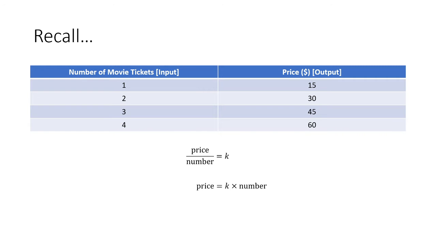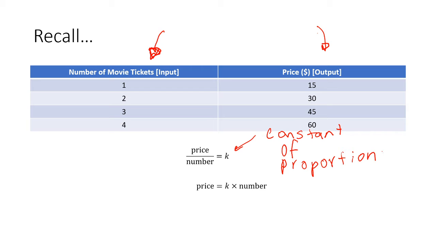So let's recall really quick. If I'm buying a number of movie tickets and each movie ticket costs the same amount, then I can predict what my price will be per ticket. And I'm going to call that K, because K is our constant of proportionality. K never changes. That's why these are direct variation. So it's our constant of proportionality.